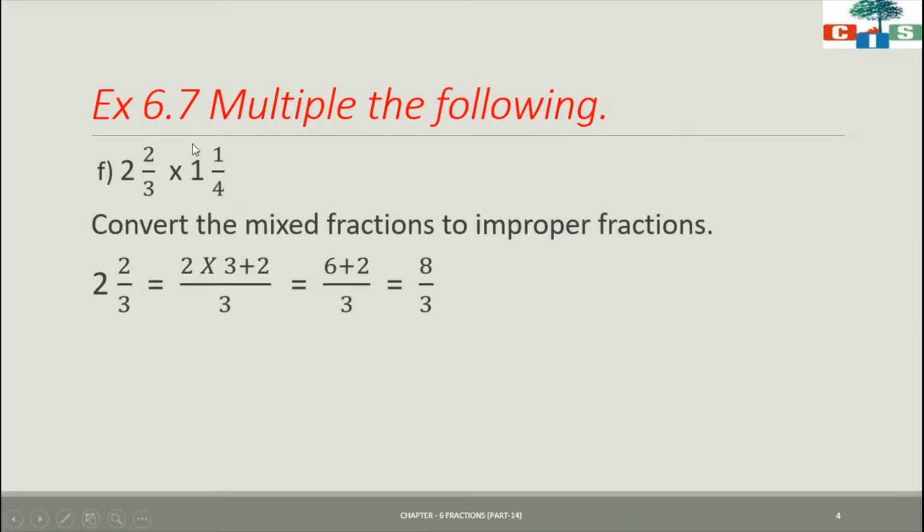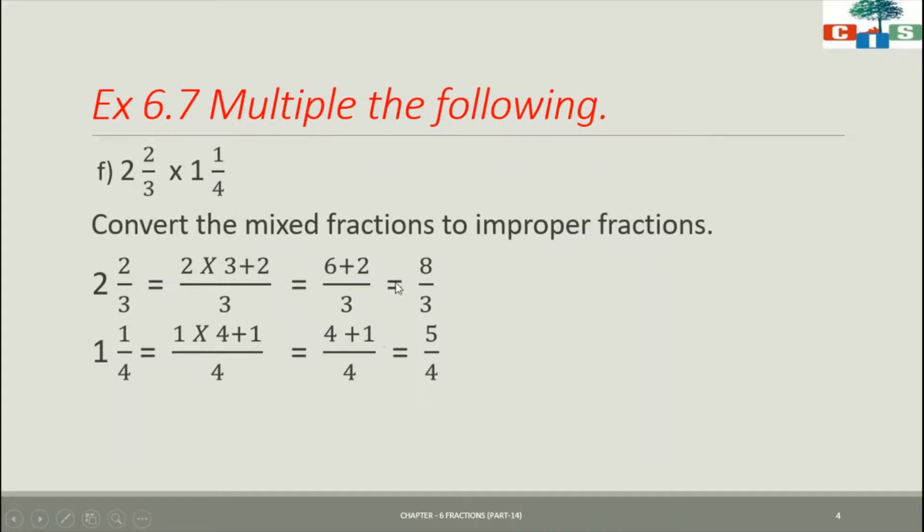Now we will take the next mixed fraction and convert it into an improper fraction. So here we have 1 1/4. Again, what will we do? We will multiply the whole number with the denominator and then add the numerator. So 1 multiplied by 4 plus 1 by 4. So 1 4s are 4, plus 1 by 4.